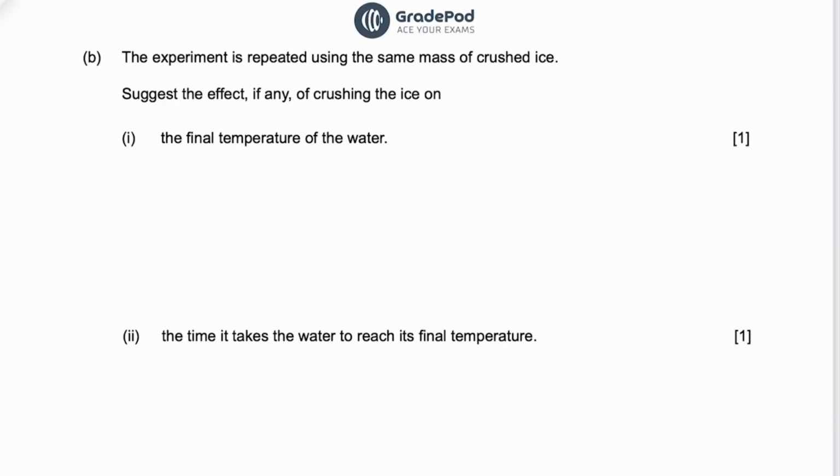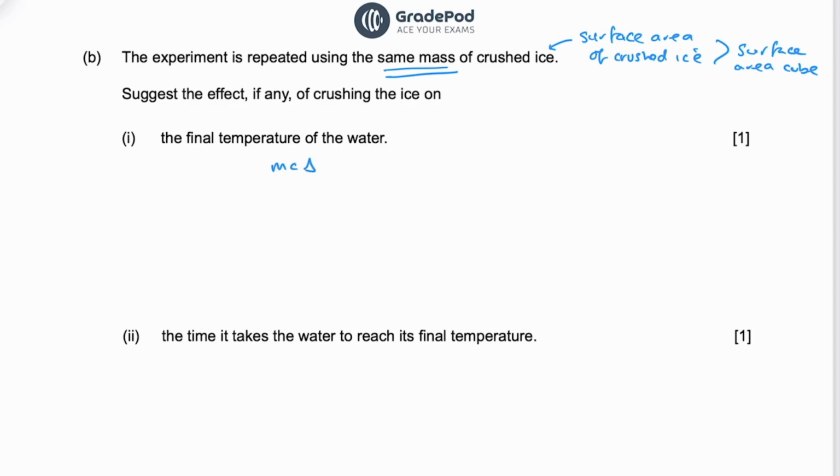The experiment is repeated using the same mass of crushed ice. So the mass stays the same, and crushed ice. What's the difference between crushed ice and an ice cube? Well, the surface area of crushed ice is greater than the surface area of a cube. That's the only thing that's different. Suggest the effect, if any, of crushing the ice on the final temperature of the water.